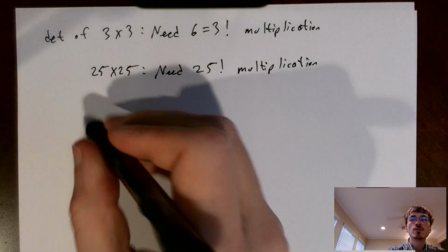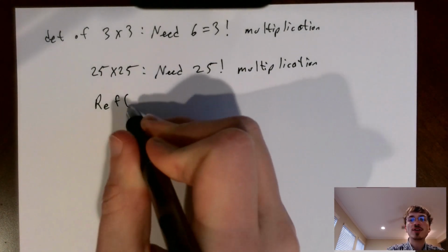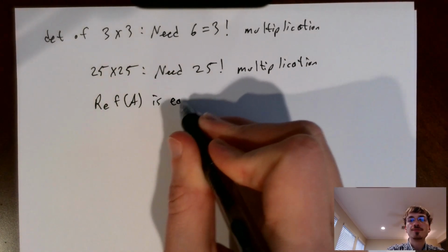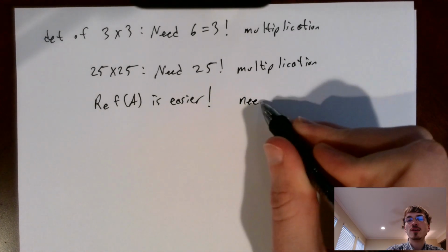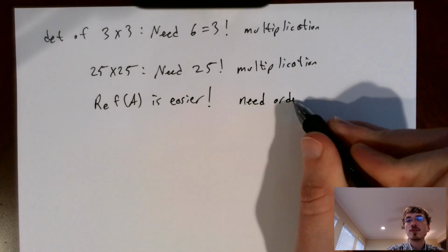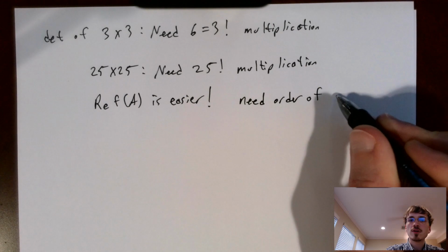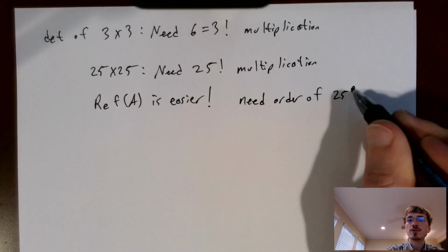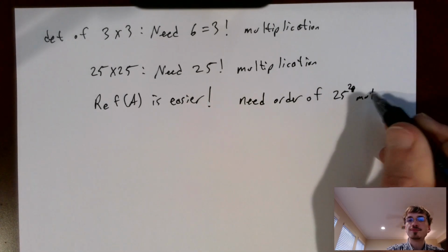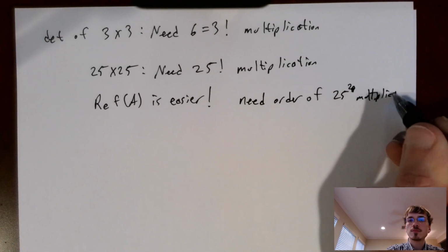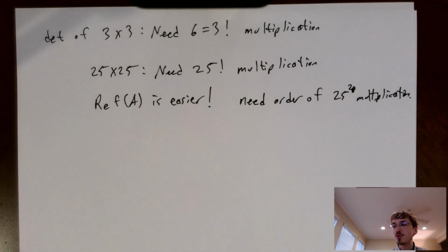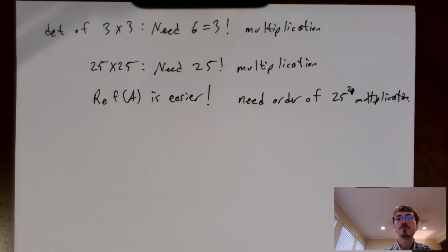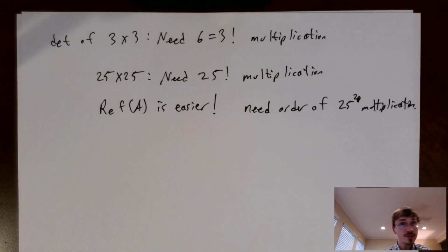Instead, row echelon form is a lot easier, because we would only need something on the order of 25 squared multiplications. And that's a lot smaller. So 25 squared versus 25 factorial. So actually computing it with row echelon form is the way that computers like to do determinant computations, which is kind of interesting.